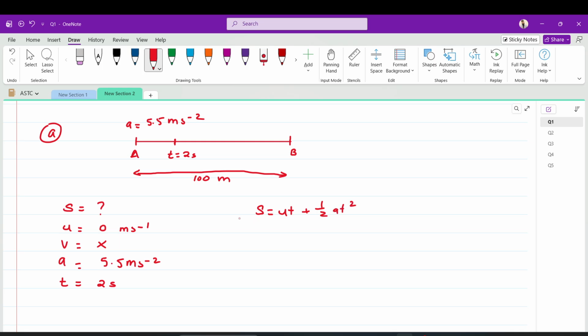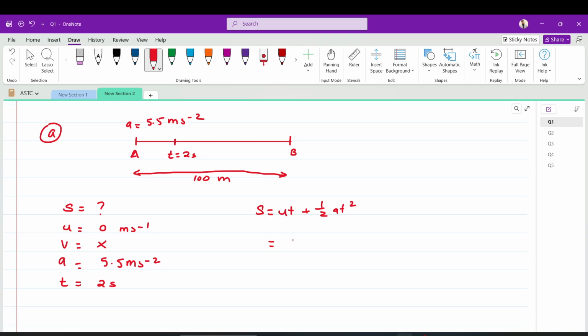Make sure that you are familiar with which situation you should use which equation. You need to see what variables are given to you, what variable you are required to find out and what variable is not needed. So in this case we don't need v, therefore in this equation there is no v. All right, so now we'll just plug in the values.